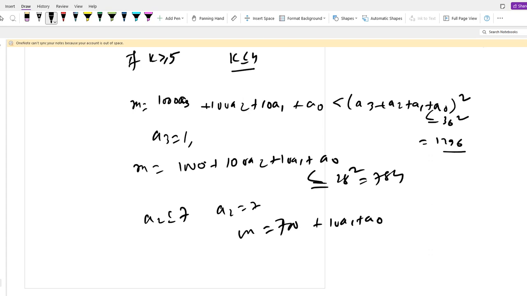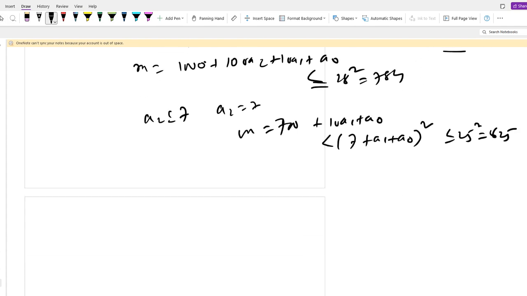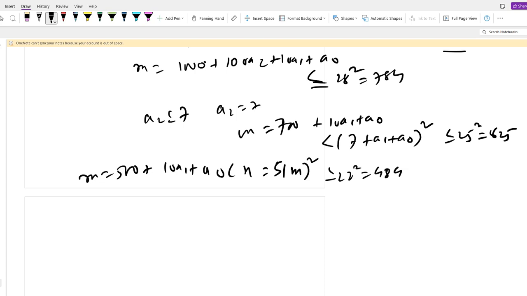ठीक है, less than (7 + a1 + a0) square less than or equal to 25 square, ये हो गया 625. Similarly again we can do all this process for 6. So finally m equal to 500 plus 10 a1 plus a0 less than n equal to S(m) square less than or equal to 22 square, that is 484.